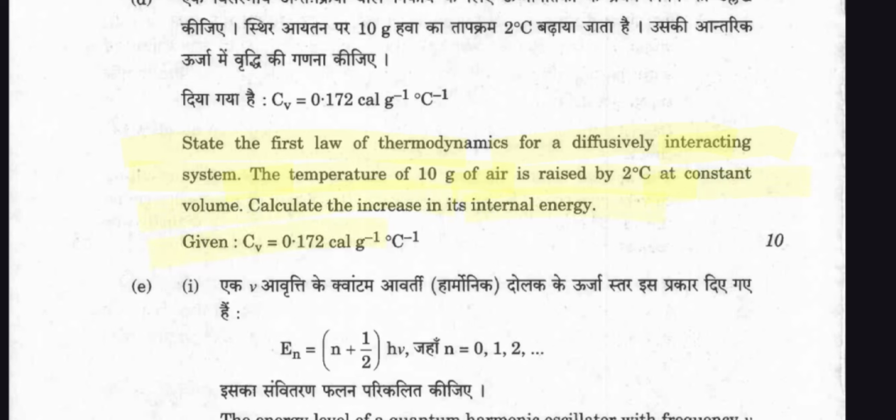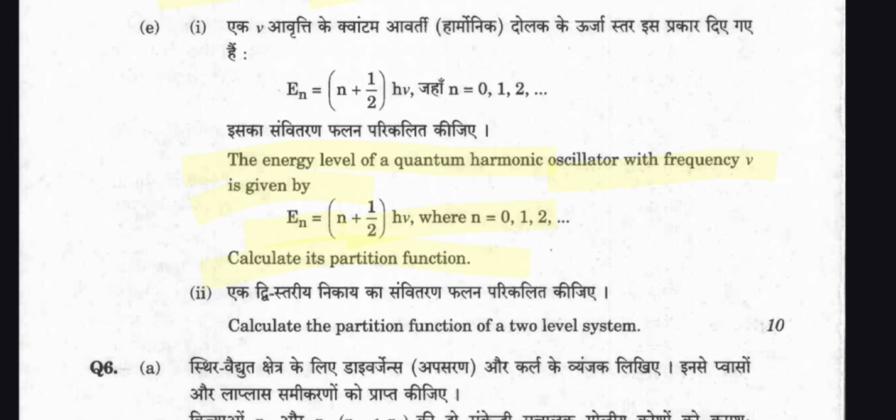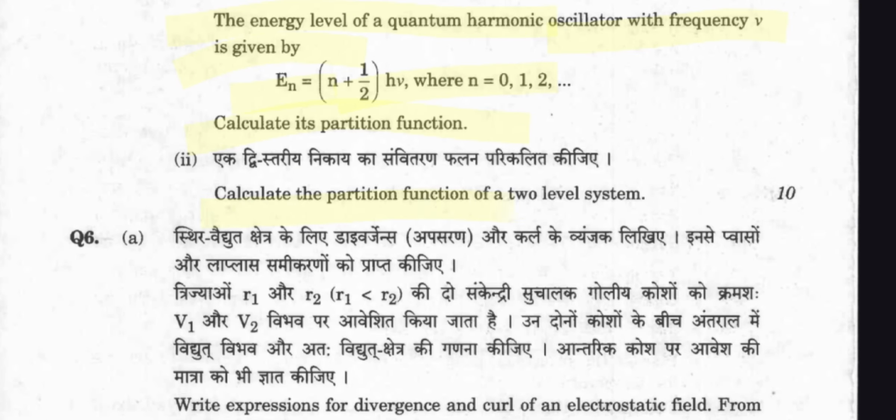Given Cv is equal to 0.17 kilogram per minus 1 C per minus 1. Question number is here. The energy level of a quantum harmonic oscillator with a frequency nu is given by En equal to n plus 1 by 2 h nu, where n is equal to 1, 2, 3. Calculate its partition function. Question number 2. Calculate the partition function of a two-level system.